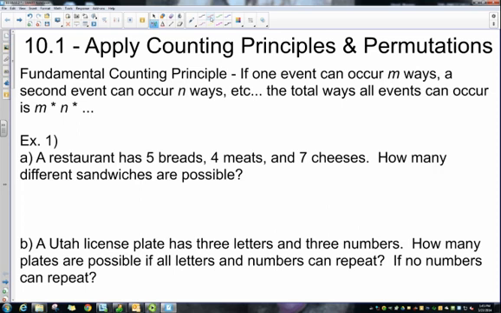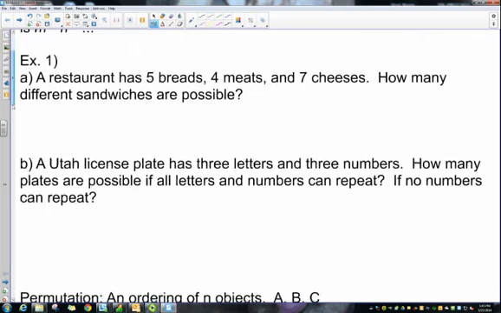So 10.1 is applying counting principles and permutations. We're going to talk about a few different things. The first one is what's called the fundamental counting principle. It basically tells you how many ways something can occur. The idea is you take the number of ways each item can occur and multiply them together. For this first example, it talks about sandwiches.